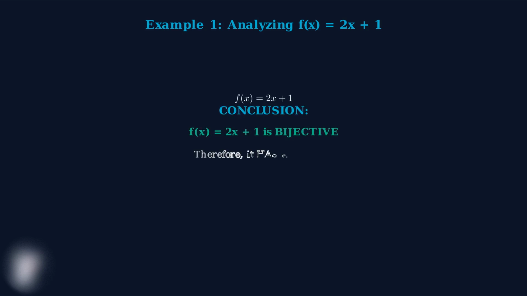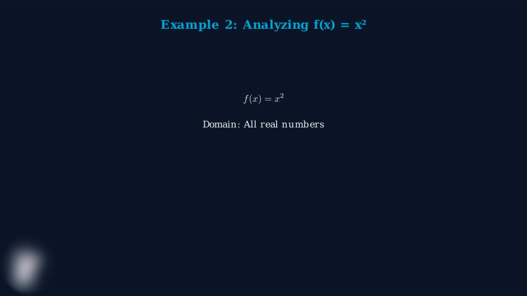Since f of x equals 2x plus 1 is both injective and surjective, it is bijective. This means the function has an inverse, which we can write as f inverse of x equals x minus 1 over 2. For our second example, let's analyze f of x equals x squared.